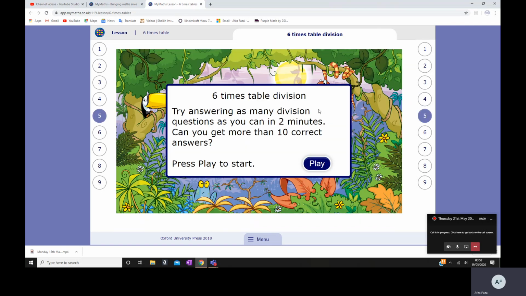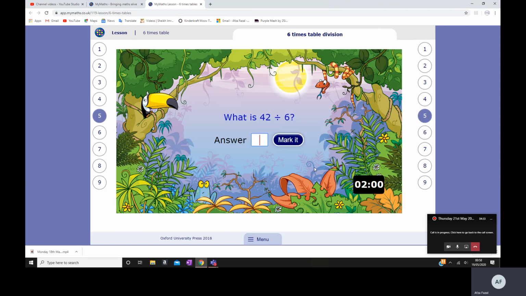Right, moving on. 6 times tables division. Try answering as many division questions as you can in 2 minutes. 42 divided by 6. So how many 6s go into 42? Count up in your 6s.